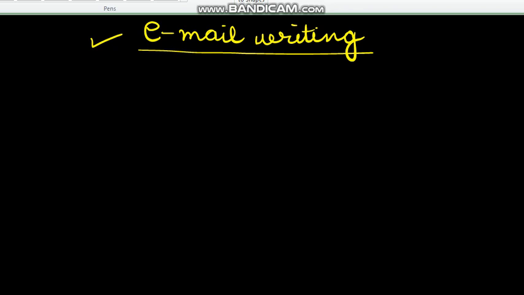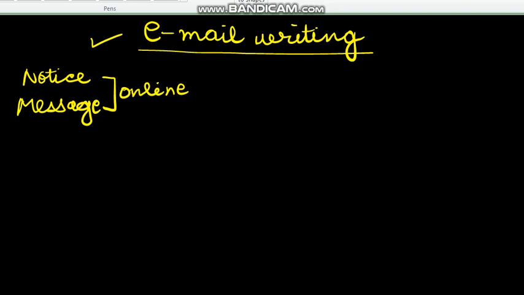Now students, as we have already learned what we mean by a notice or a message, when such things need to be sent online, you will compose your email. Mail means you are sending a message to somebody, but email means electronic mail. That definitely means that you are sending a particular mail electronically. That is your email.